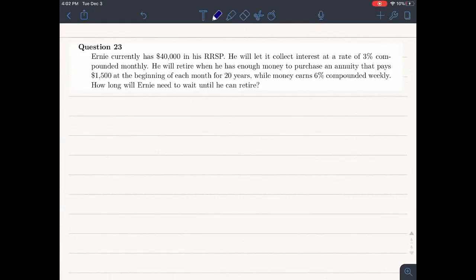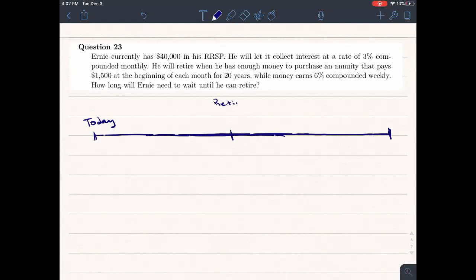Okay, here we go. So our timeline has an end now, right? Not a perpetuity anymore. And we'll start today. And there's only 2 phases to this problem, right, as opposed to the 3-phase problem. And so at some unknown point, he's going to retire.